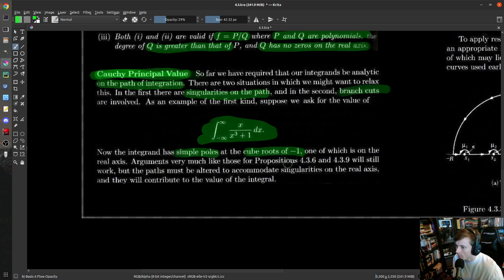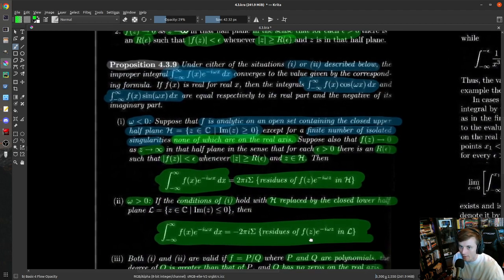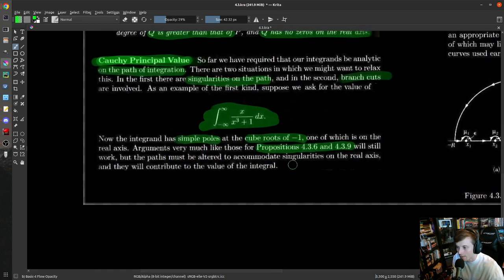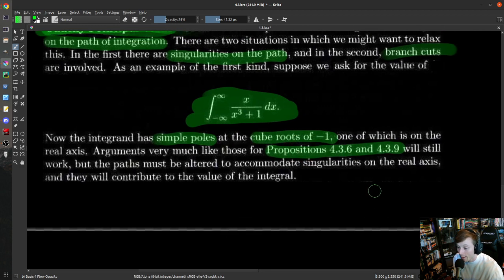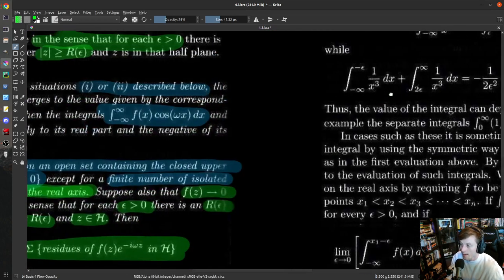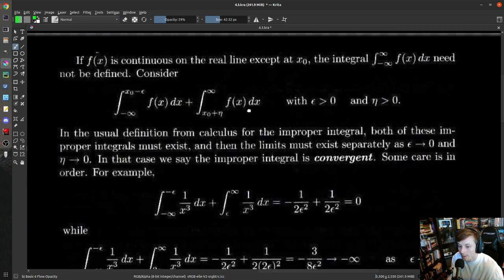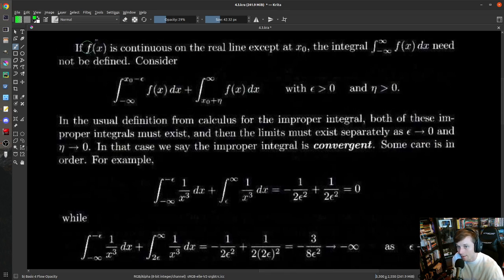We will essentially be able to use the same arguments as what we did for this one and for the one we talked about at the end of class yesterday and did an example with. But the paths will have to be altered a little bit. Now the singularities on the real axis will actually contribute to the value of the integral, and that will be important. However, we must take a large amount of care. Namely, if f is continuous on the real line, except at some point x naught, then the improper integral from negative infinity to infinity of f of x dx need not actually be defined. You could get out different things.